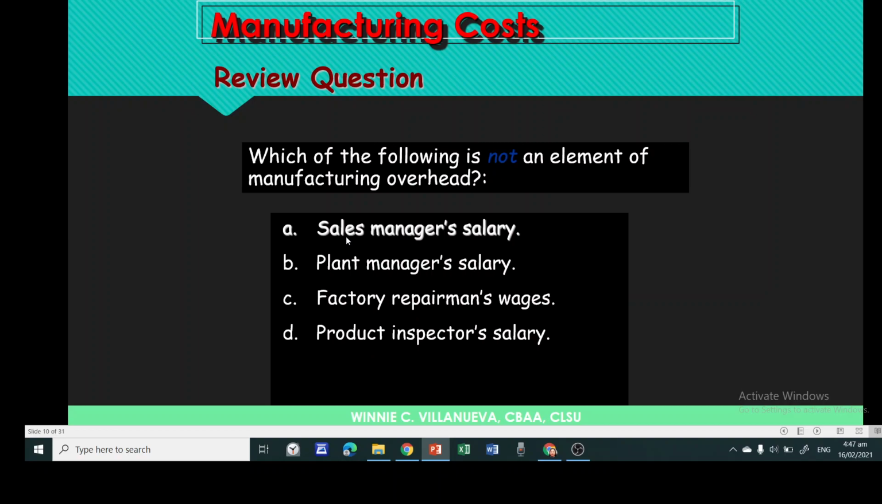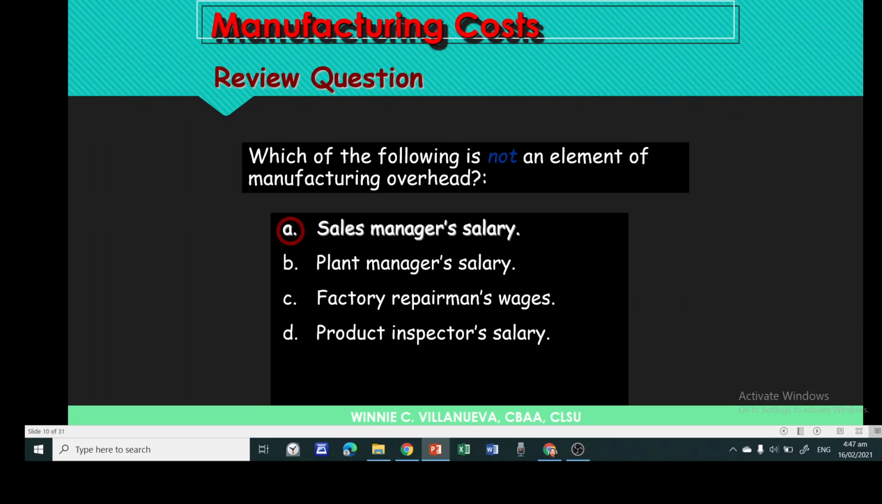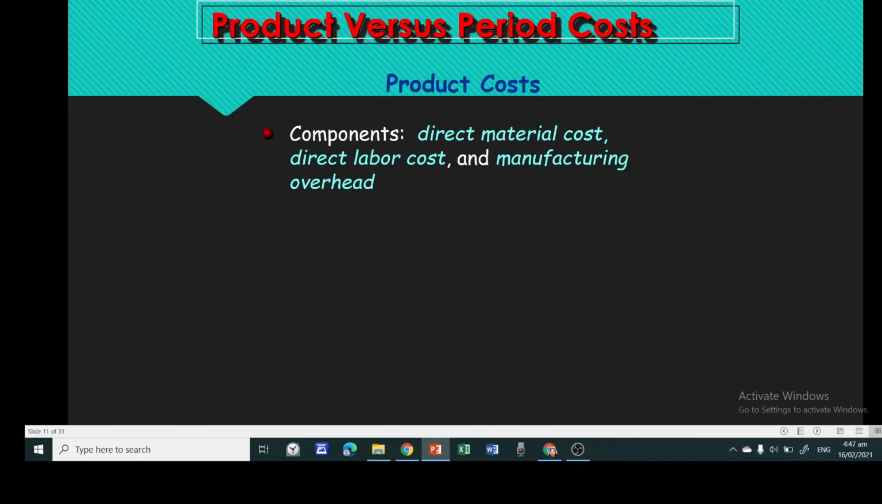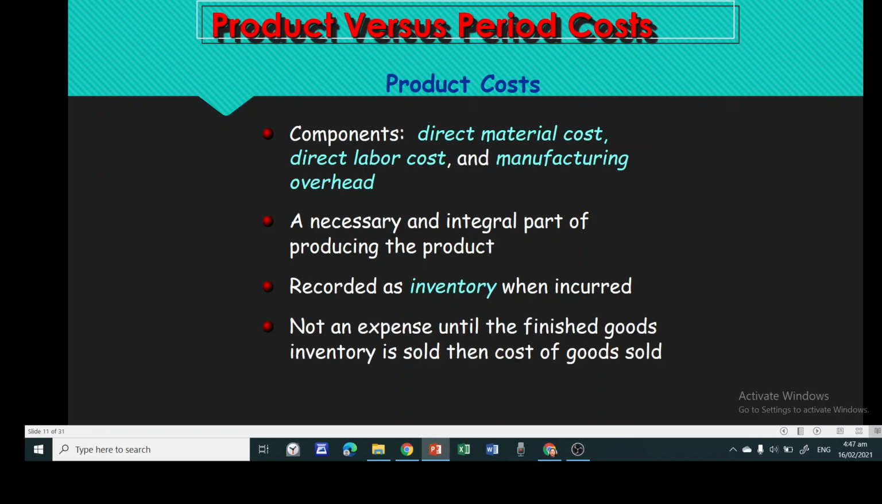Ito may term na sales, diba? So that is what? Yan yung hindi kasama sa manufacturing overhead. Saan siya? That is operating cost and operating expense. Product cost, it's the same as manufacturing cost, diba? DM, DL, MOH. And so it is part of inventoriable cost. It is also called inventoriable cost.